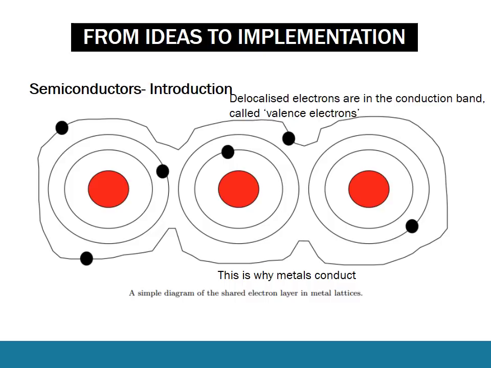Now let's quickly move to semiconductors. We know that in metals, the valence electrons form a sea of delocalized electrons that aren't tied to a specific atom. They just float around generally. This is why metals conduct. It's because it's easy for current electrons to flow across the top of the atoms.